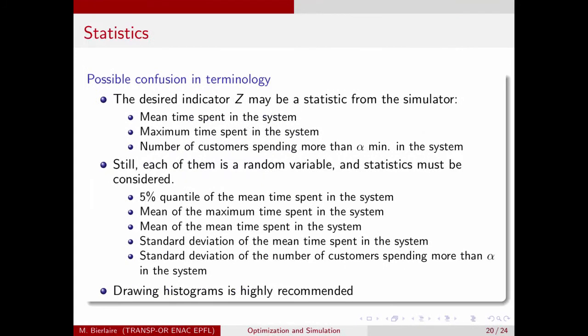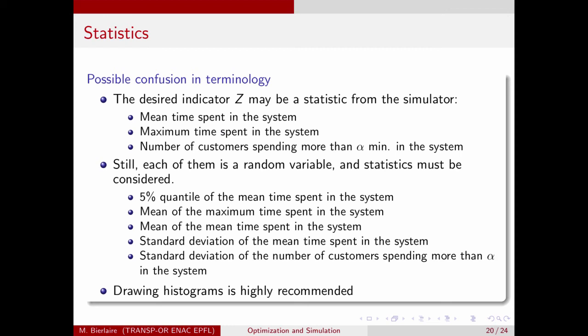Now, something important to keep in mind is that when we talk about statistics, when we talk about mean, quantiles, whatever, there is a possible confusion in the terminology that we are using. Why? Because the indicator Z itself may be a statistic from the simulator. So for example, what is the mean time spent in the system? Or what is the maximum time spent in the system? Or how many customers are spending more than alpha minutes in the system? So these statistics from the system are generated for each instance.